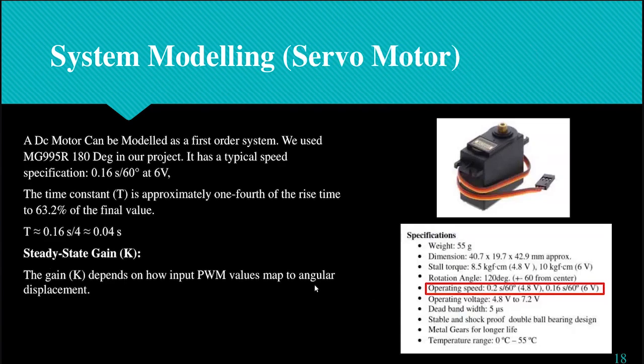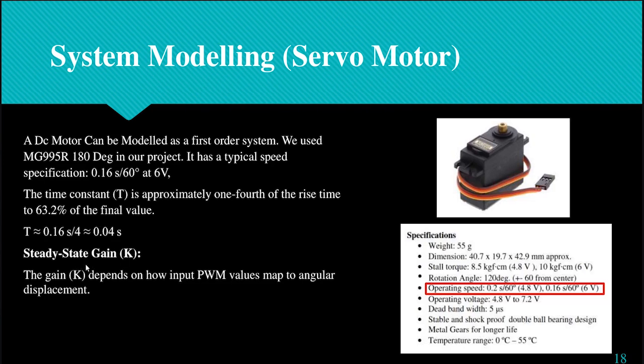As for the motor, we used one with model MG995R. Note that these DC motors can be modeled as first order systems K/(1 + τs). So we need to determine two parameters, tau, which is the time constant, and K, which is the steady state gain. Now the time constant is only 1/4 of the rise time, which you can get from the specifications to be 0.16 seconds at 6 volts. So tau should equal 1/4 of that, that is 0.04.